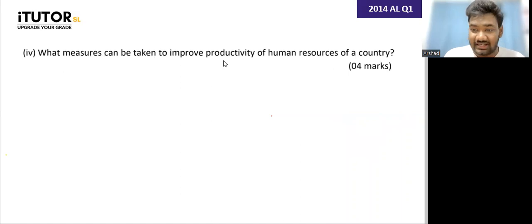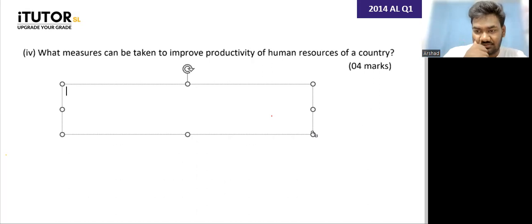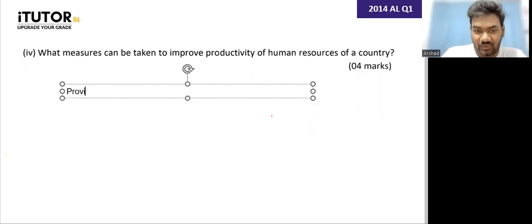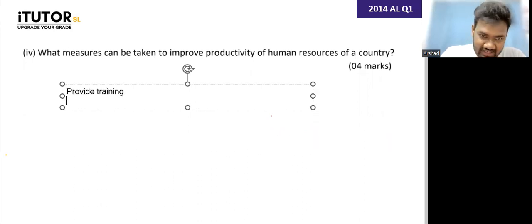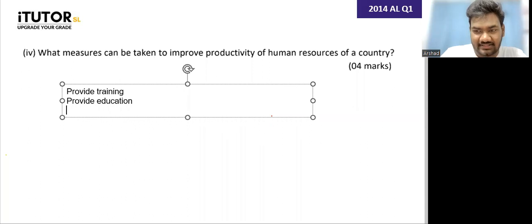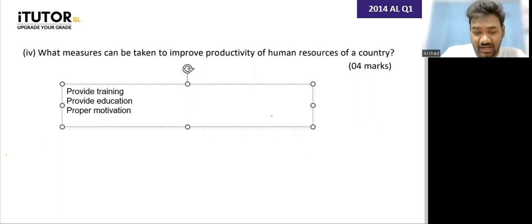What measures can be taken to improve productivity of human resources of a country? So there are human resources. How can we improve their productivity, guys? Tell me some simple methods. What can we do? You can provide training. Provide education. What else? Okay, so training, education. Proper motivation. Yes, you can implement division of labor and specialization.